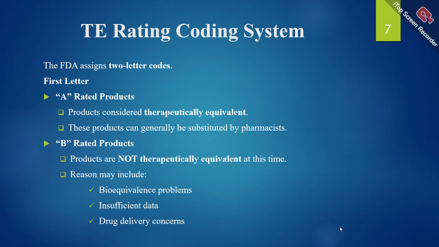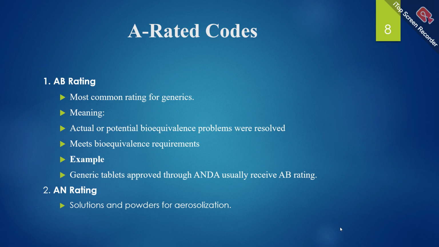Yes, we can take any therapeutically equivalent product. If it is an A-rated drug, then we can substitute it for any other. And in the case of B-rated drugs, what happens? Products are not therapeutically equivalent at the time of completion of ANDA or FDA reevaluation. The reason may be any bioequivalence problems, insufficient data, or drug delivery concerns, any of them.